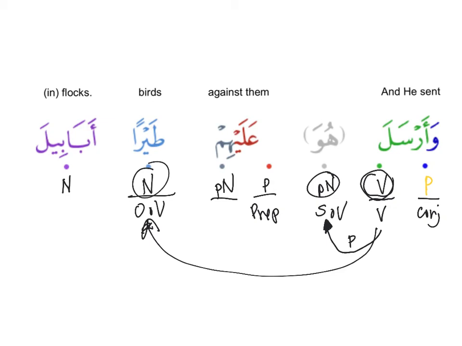Okay, now possessive. Is there any possessive here? There's no possessive here. Next one, adjective. Is there any adjective? Yes, there is, it seems. The adjective is ababil actually, so this is an adjective.